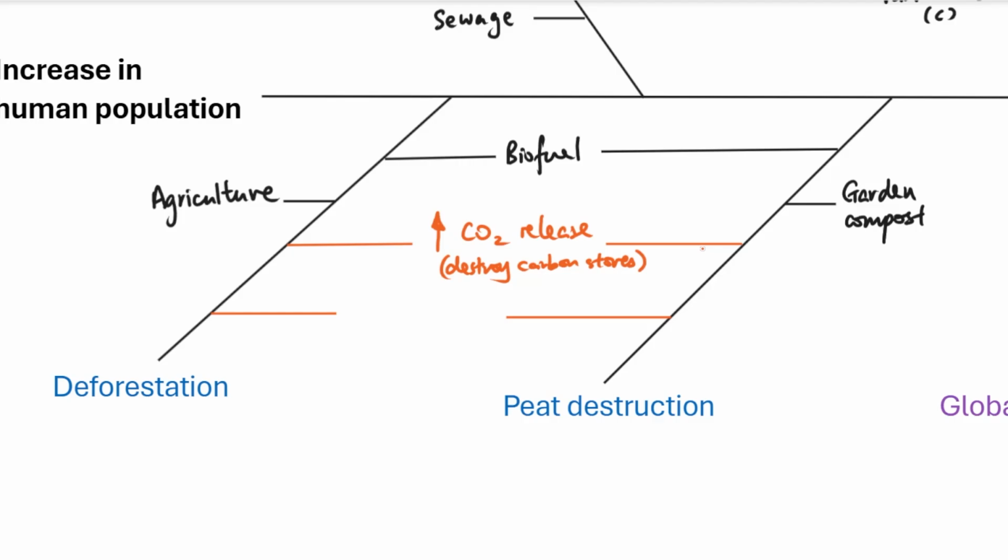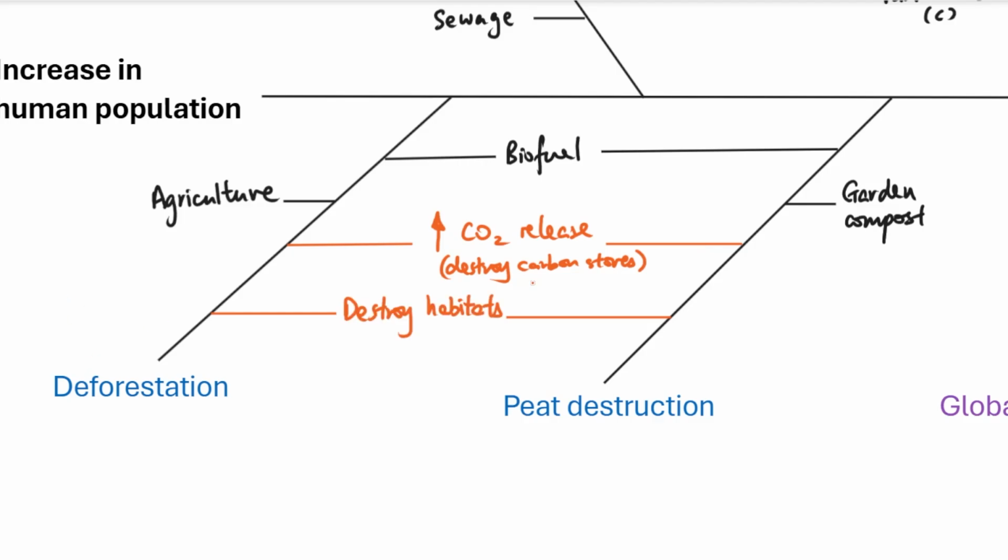Same with the peat destruction. Again, they are very good carbon stores, as all of the carbon is actually kept in the ground. So by destroying them, I'm no longer storing the carbon inside the peat, releasing CO2. And as you can imagine, more CO2 means more greenhouse gases in the air. Global warming occurs, which can cause a variety of different issues, as we can see shortly.